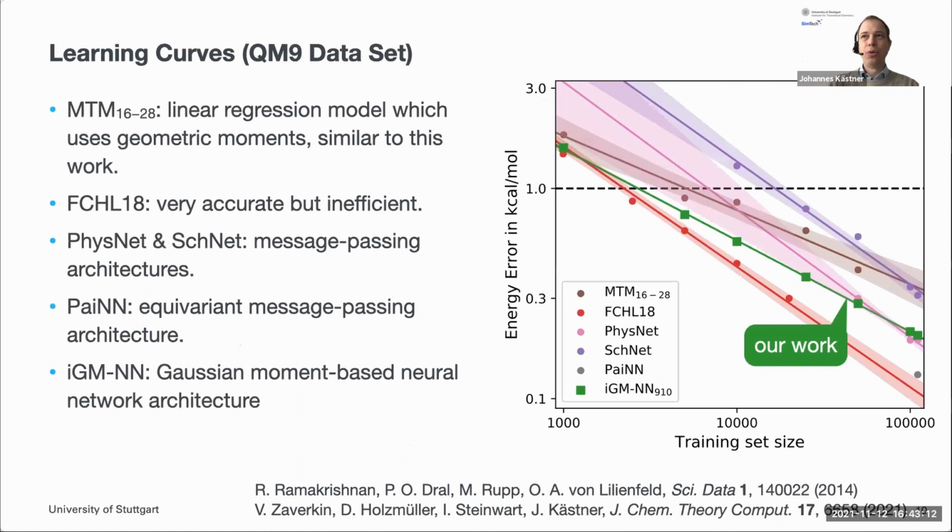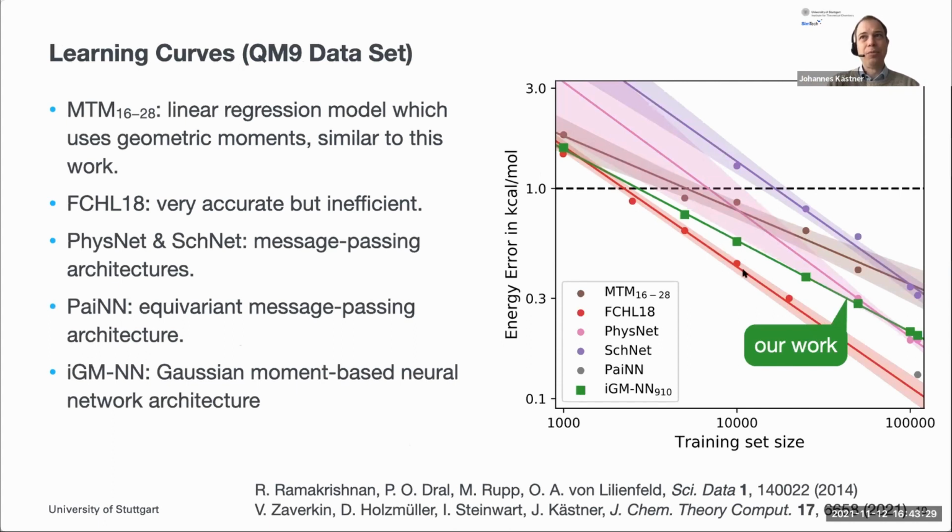We can have a look at learning curves, and they also look normal, let's say. So the larger the training set, the smaller the error gets. We do not see any saturation as long as we use a sufficiently large number of Gaussian moments. We can compare to other methods that are available in the literature, and it compares quite nicely.